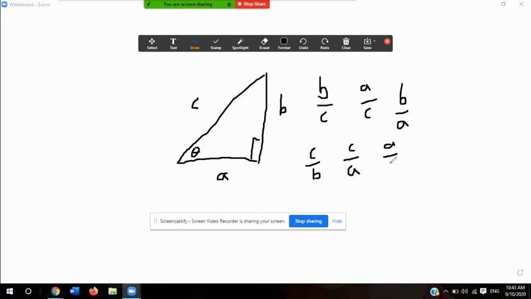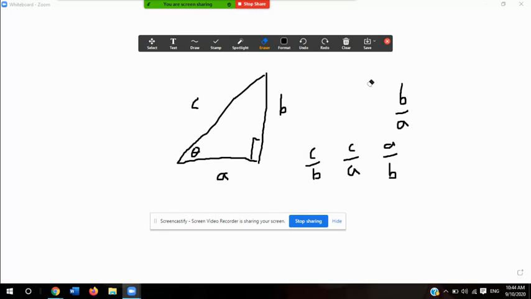So in a right triangle, I have 6 possible trigonometric ratios, and those ratios are just helping me measure the side lengths of the triangle. Again, the 6 possible ratios are B over C, A over C, B over A, then C over B, C over A, and finally A over B. Now, they're not just A over B or B over C. They do have names, and that's what we're going to talk about now.